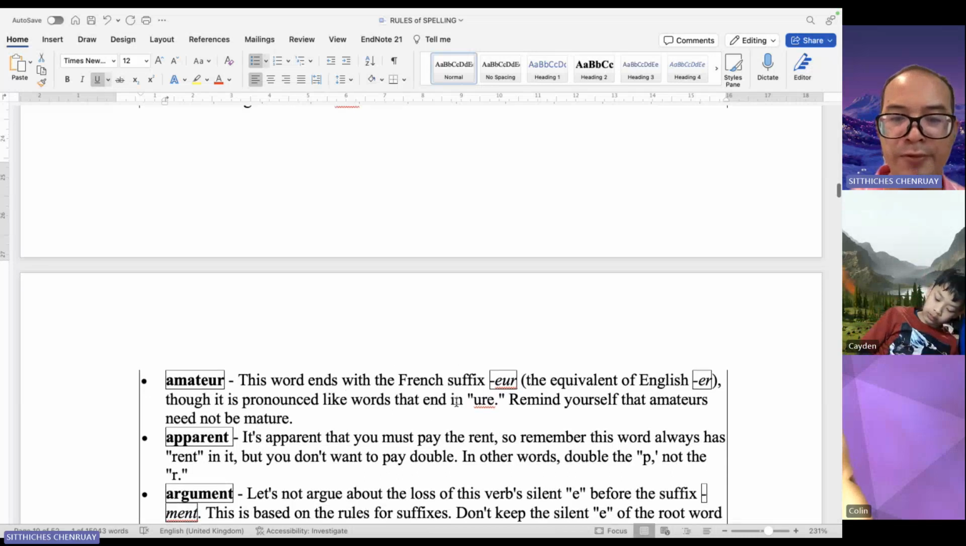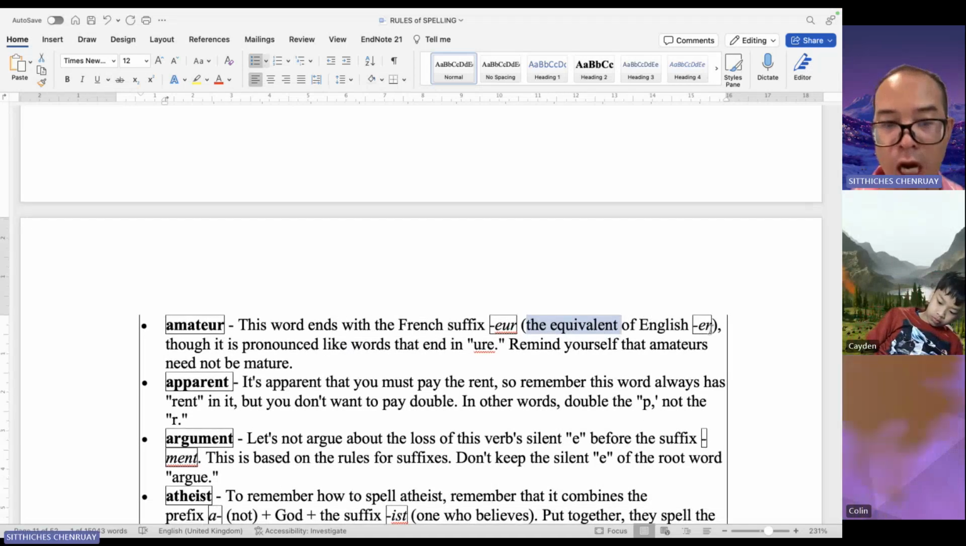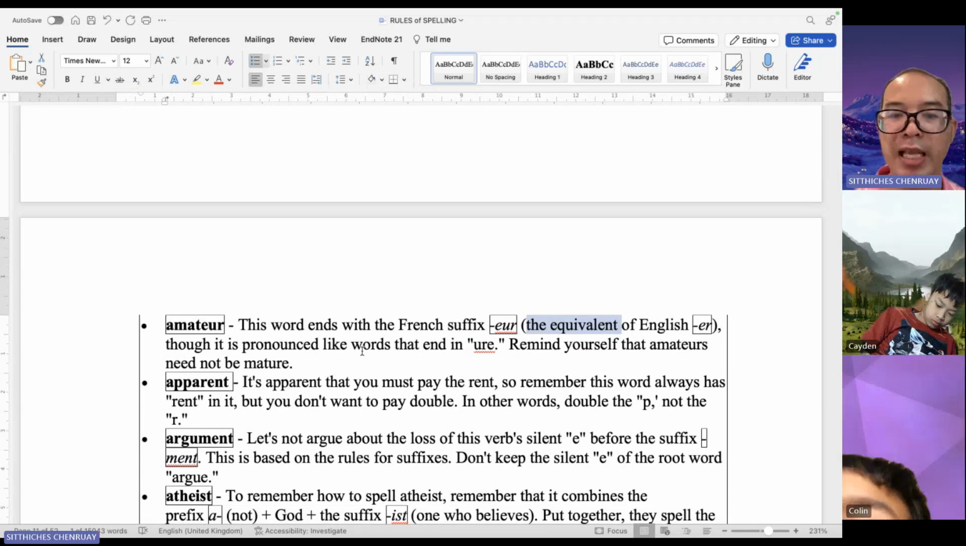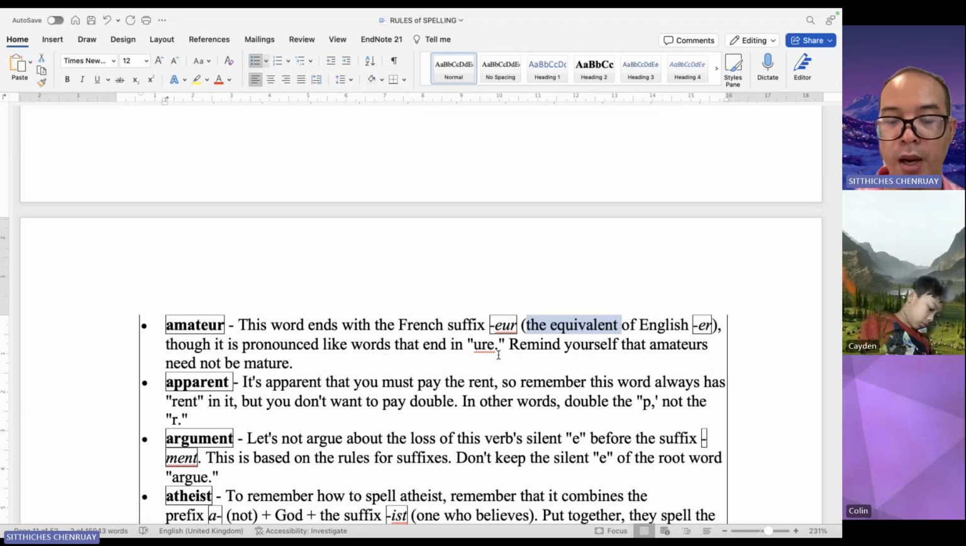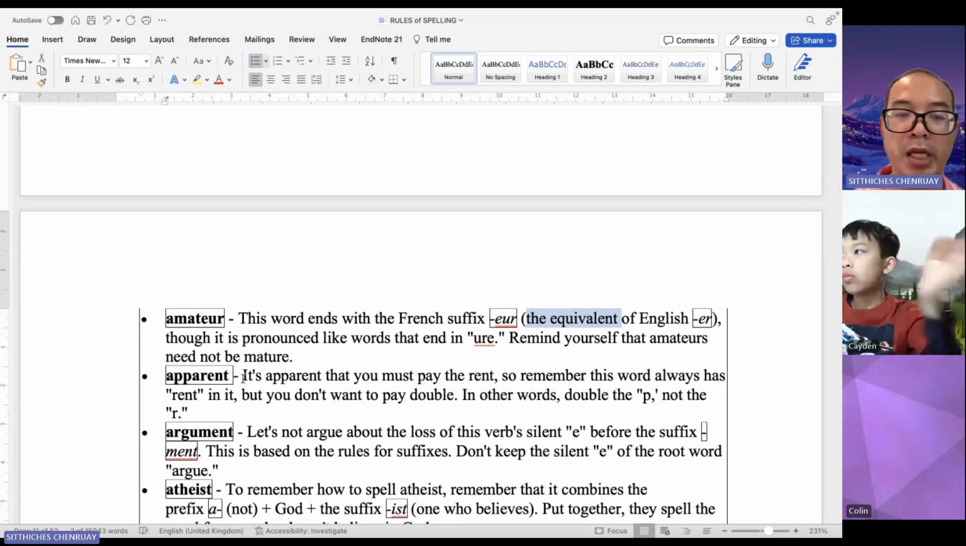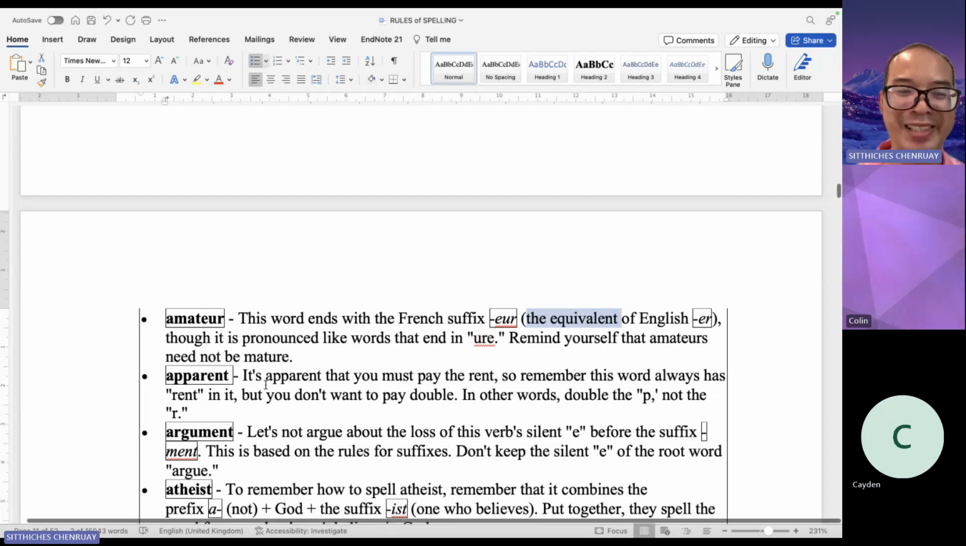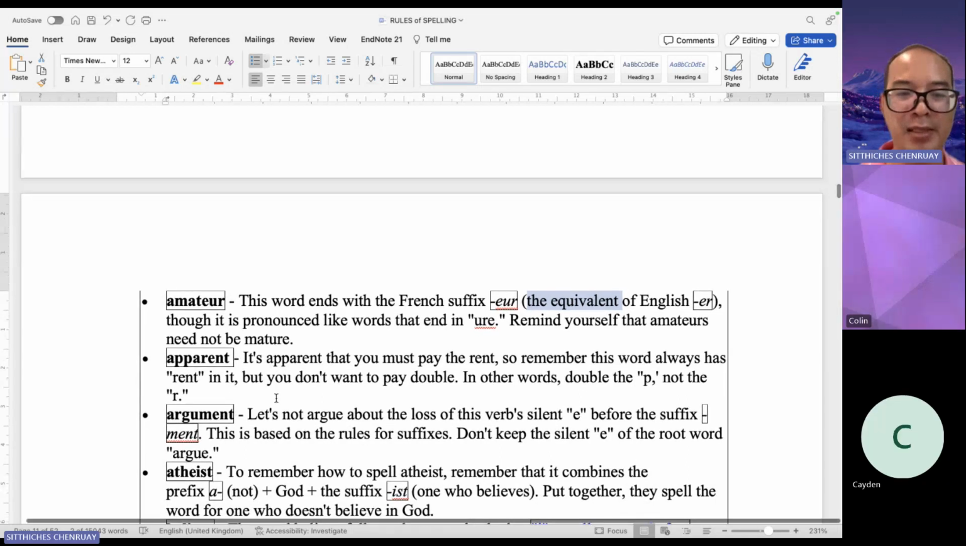This word ends with the French suffix -eur, the equivalent of English -er, though it is pronounced like words that end with -ure, amateur. Remind yourself that an amateur need not be mature. Okay, amateur, not mature. Then apparent.